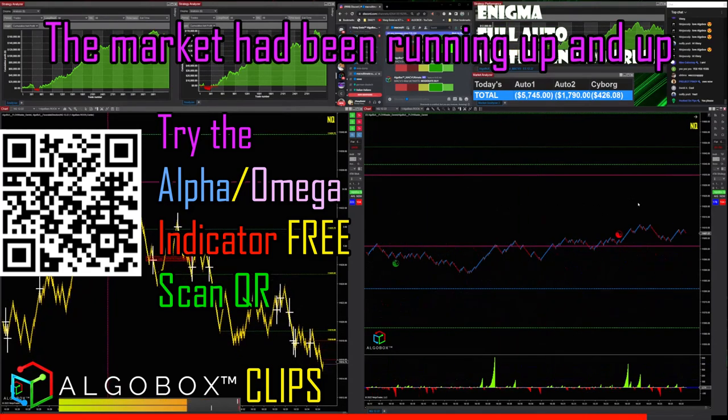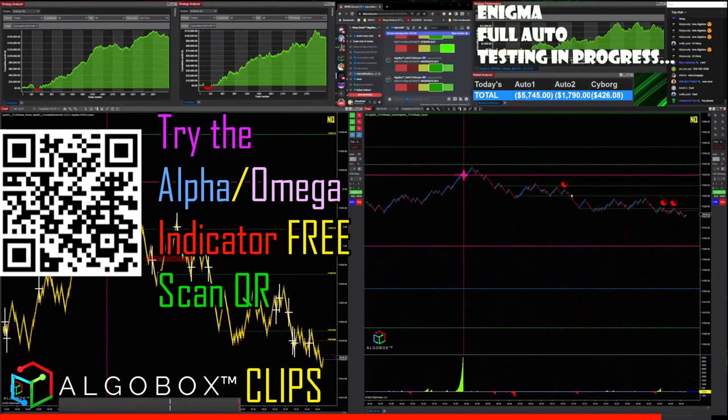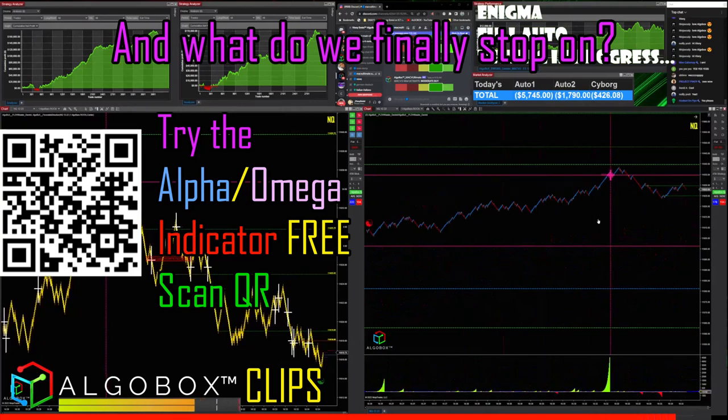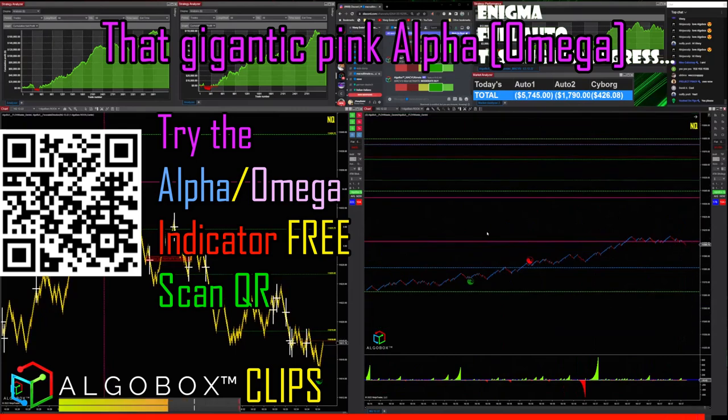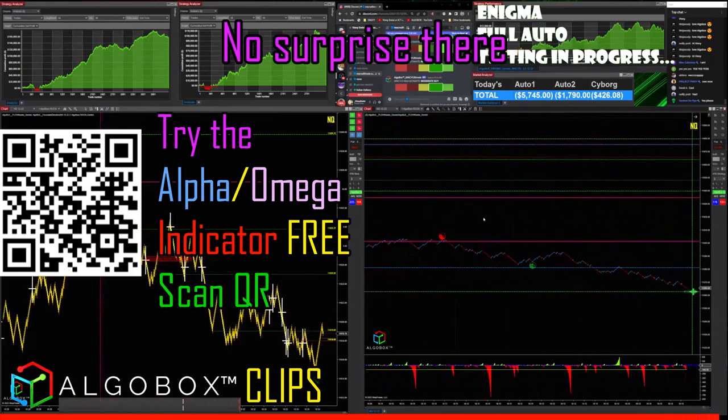The market had been running up and up and up. And what do we finally stop on? That gigantic pink Alpha, right? No surprise there.